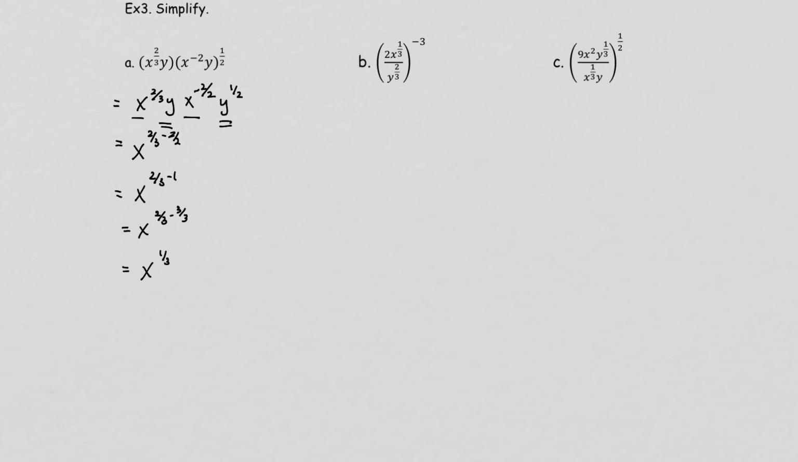What about y? You have y without the exponent right here, it means you have 1 plus 1/2. That gives you 2/2 plus 1/2. So that's going to be 3/2. And don't forget that was 2 over 3 minus 3 over 3, so this should be negative.